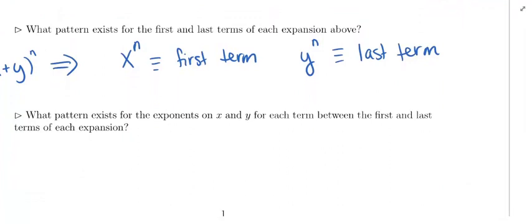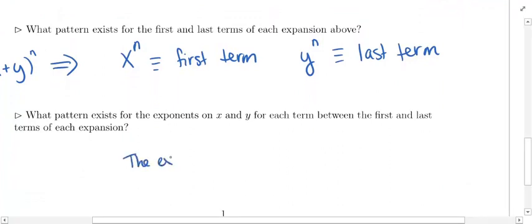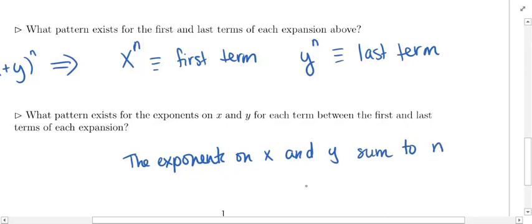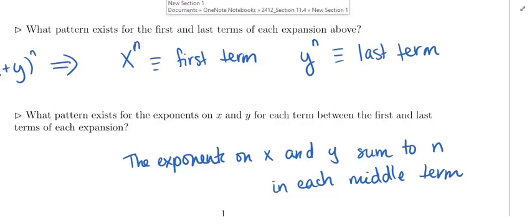So the exponents on x and y for each term between the first and the last sum to n, in each middle term, I should say. So that's what's going on. The exponents on x and y sum to the power n in each middle term of the expansion. All right, we're still looking for patterns, so I'm going to jump to page 2 here.